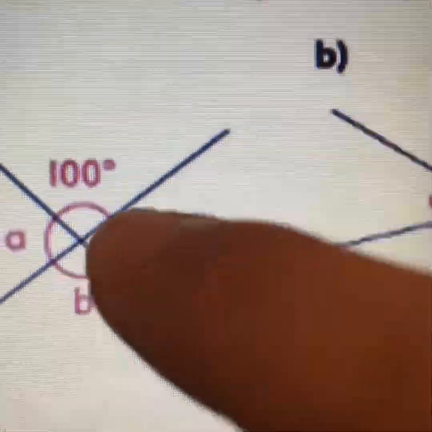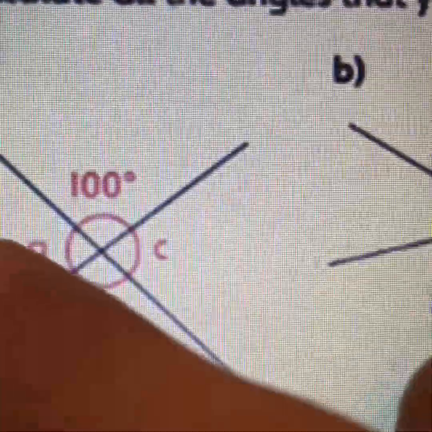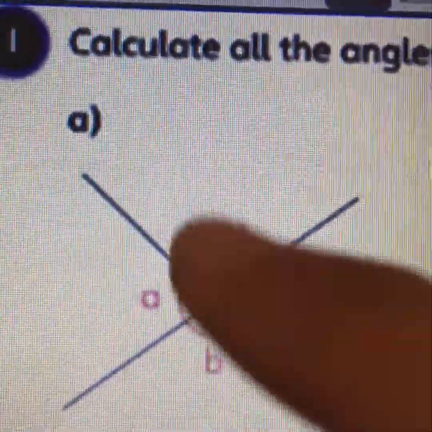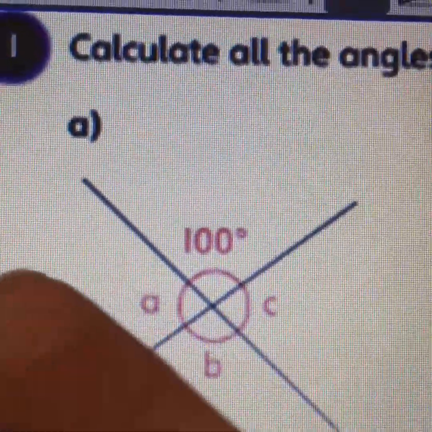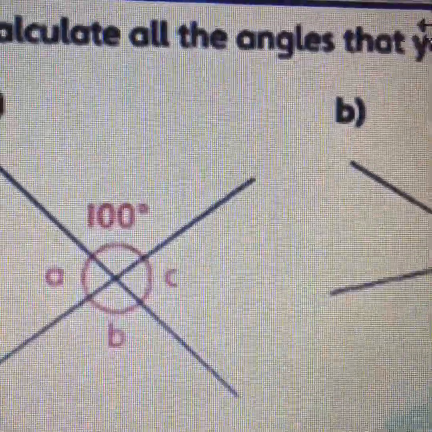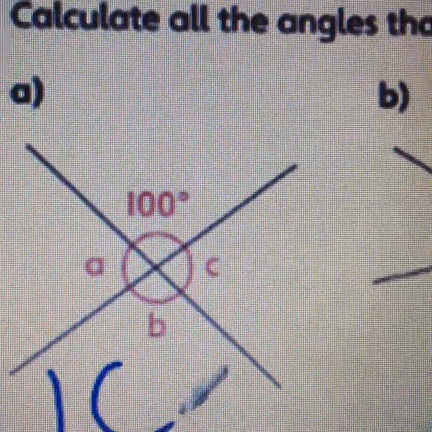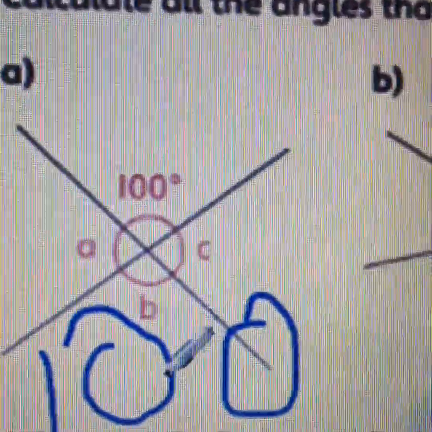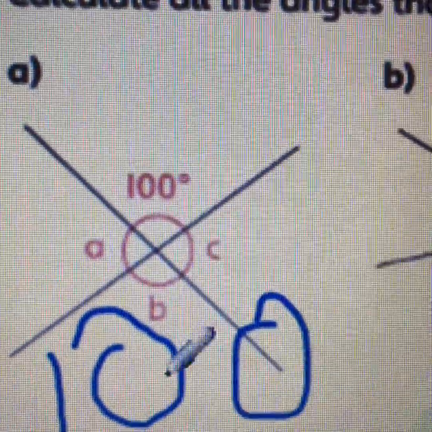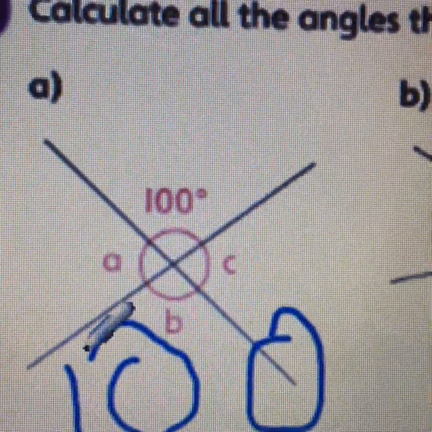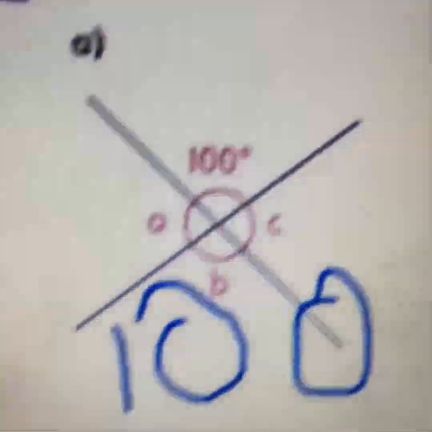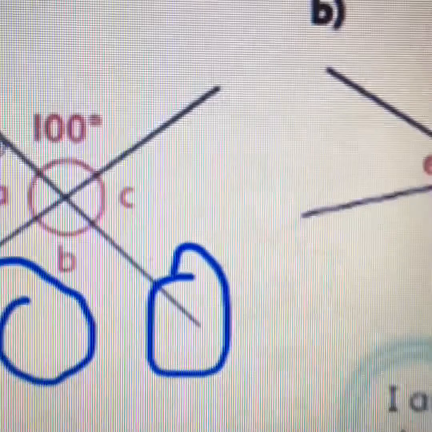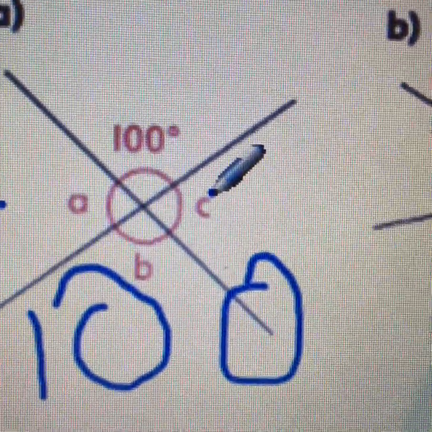So if we know that this is 100 and this is 100, how can we work out A and B? Well, if these two are equal, I also know that A and C are equal. It's really hard to do this through the screen. If this is 100 and this is 100, together that's 200. The whole thing's 360. So 360 take away 200 is 160 degrees. So I know that A plus C is 160 degrees.